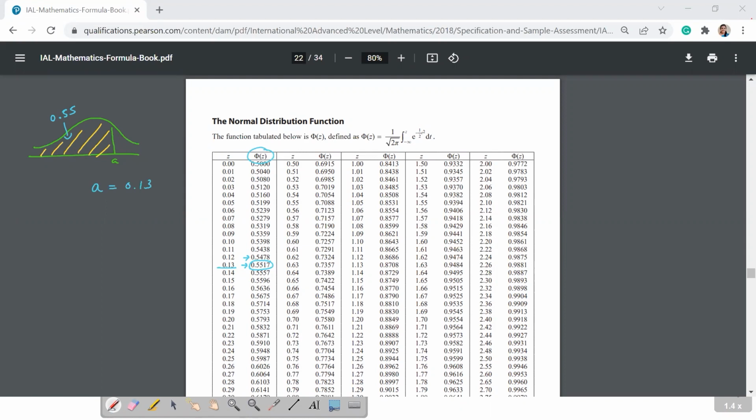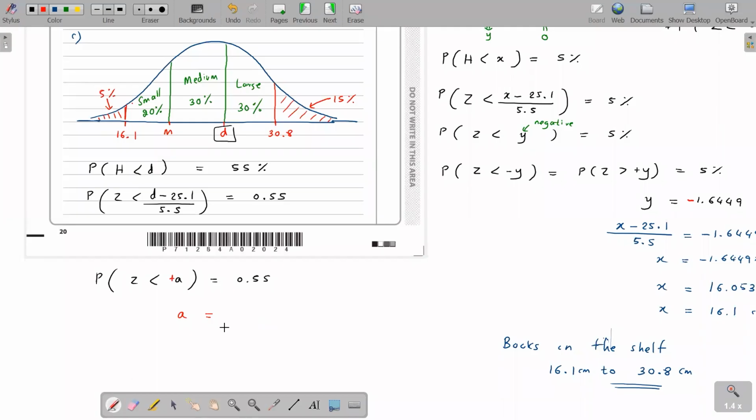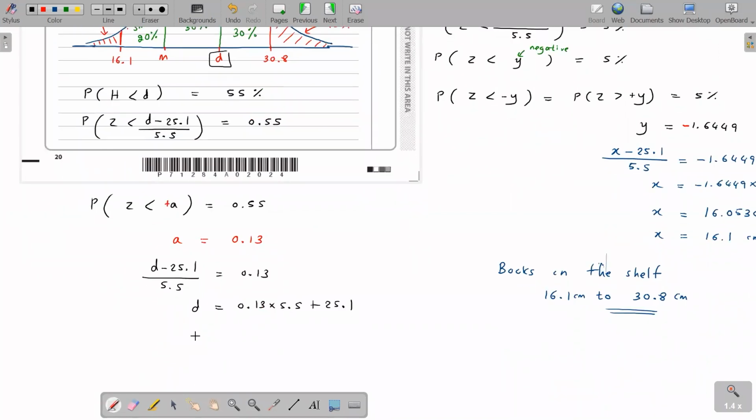Now let's proceed with the calculation. So a value was positive 0.13. So a equals d minus 25.1 over 5.5 equals 0.13. d equals 0.13 multiplied by 5.5, adding the 25.1. How much do we get? They ask us to get d, right?